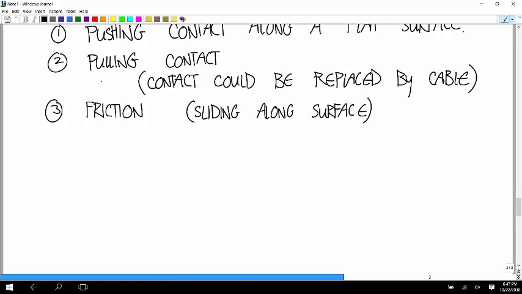Okay, so I'm going to start out with that pushing contact force, and we're just going to go through these different types one by one. So the first one, pushing contact along a flat surface.